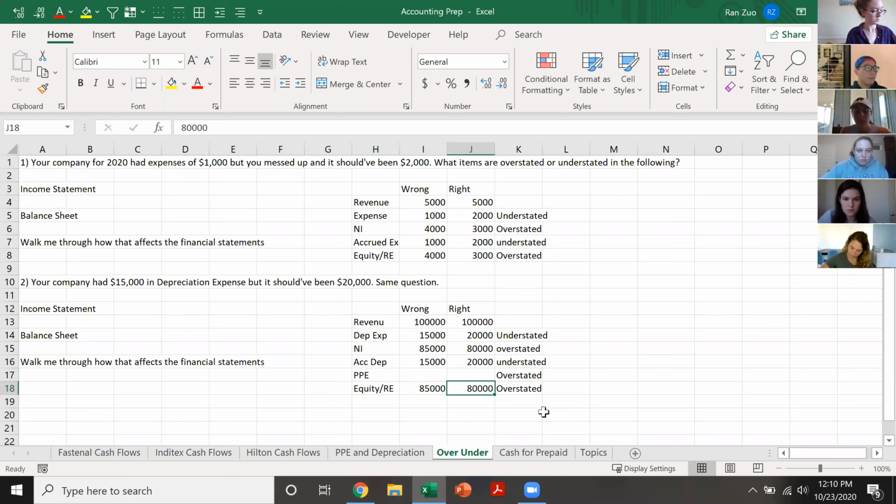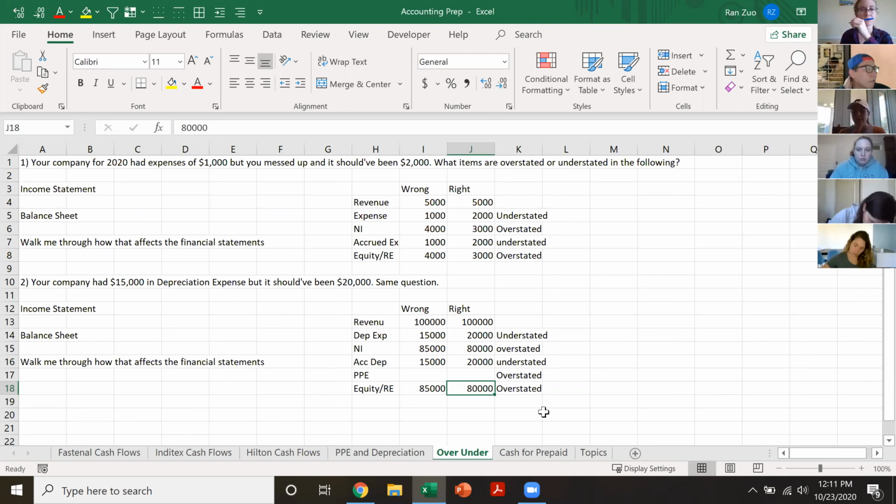Cool. Rand, can I ask you a quick question? Yeah. I was looking at some of these last night. When the net income is overstated or understated, we then can conclude that equity is also going to be overstated or understated, or is that not correct? No, that's correct. It should change equity because it changes retained earnings, right?